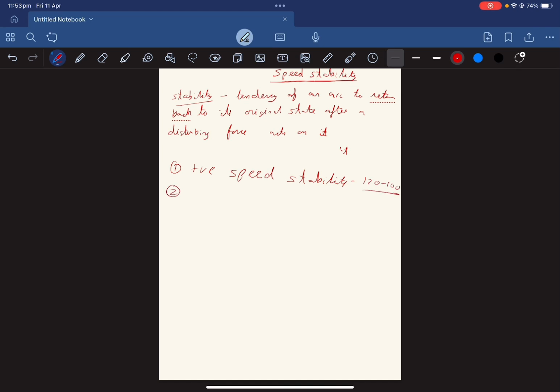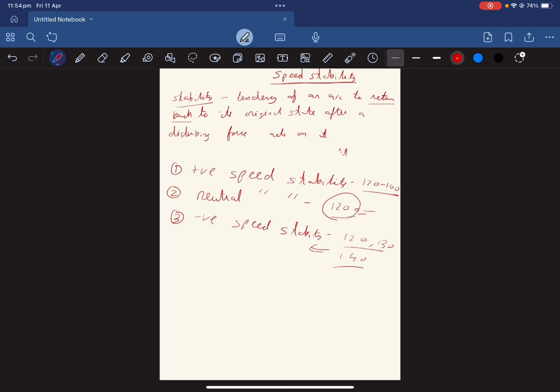The second is going to be neutral speed stability. So if it stayed at 120, there was no increase, no reduction, a constant speed of 120, then this would have been neutral speed stability. The third one is going to be negative speed stability. Let's say it got increased to 120, but then it keeps increasing, 130, 140, then this is called negative speed stability.